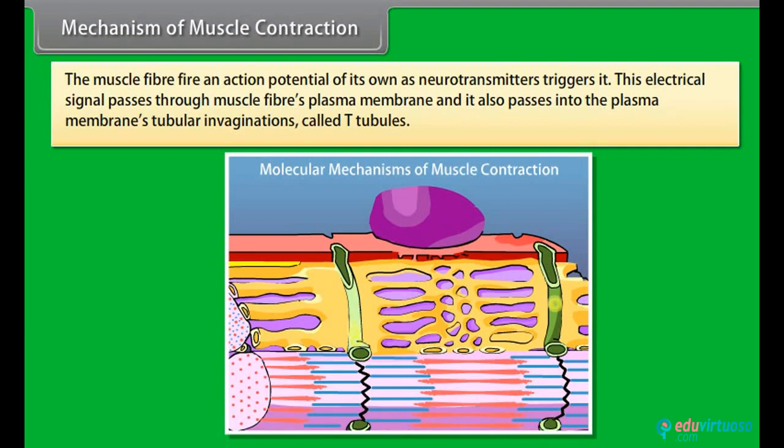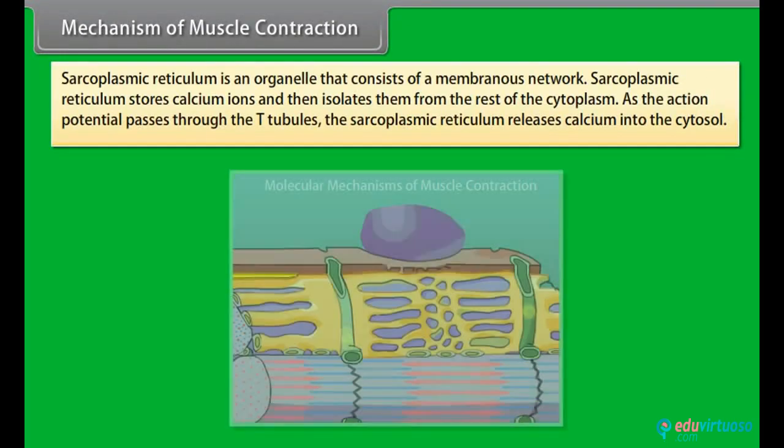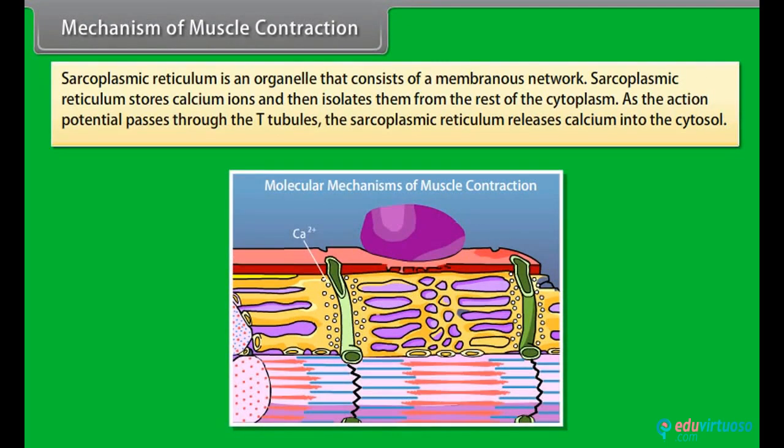This electrical signal passes through the muscle fiber's plasma membrane, and it also passes into the plasma membrane's tubular invaginations called T-tubules. Sarcoplasmic reticulum is an organelle that consists of a membranous network. Sarcoplasmic reticulum stores calcium ions and isolates them from the rest of the cytoplasm. As the action potential passes through the T-tubules, the sarcoplasmic reticulum releases calcium into the cytosol.